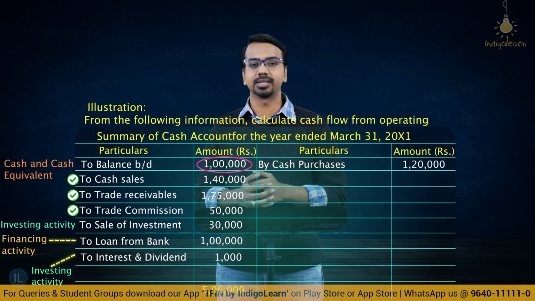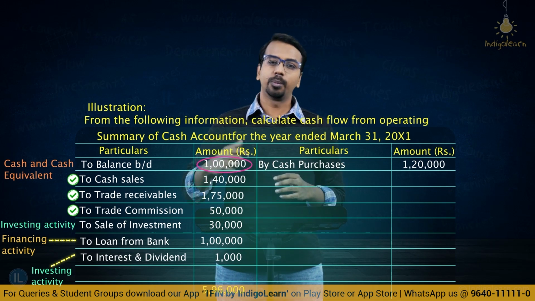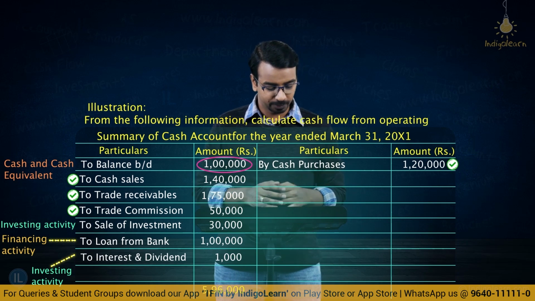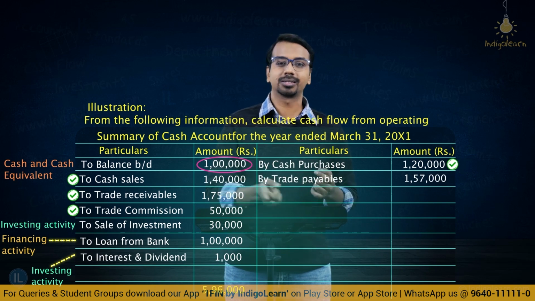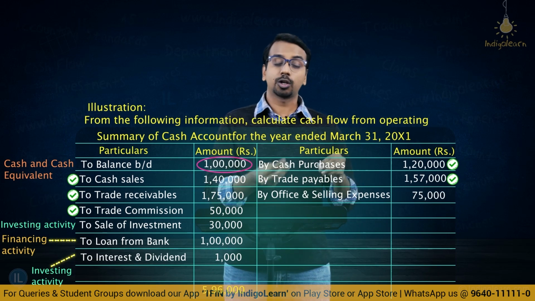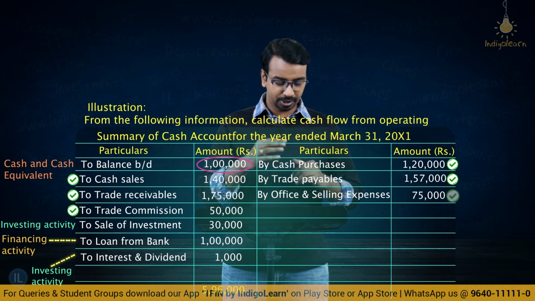By cash purchases 1,20,000. To make those sales, I would have purchased something, that is definitely my operating cash flow. By trade payables, I have paid money to creditors, operating cash flow. Office and selling expenses, these expenses are also incurred for my operations, so operating cash flow.